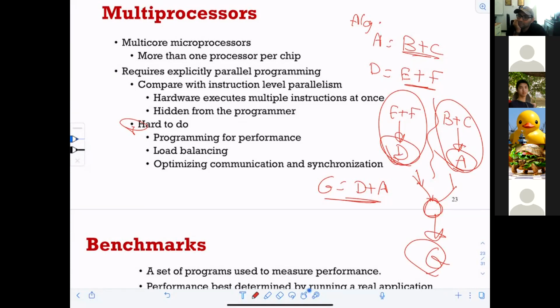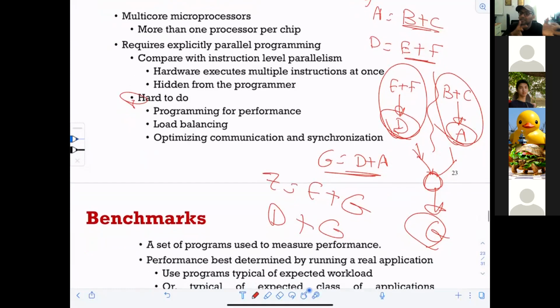Make sense? It can be even more difficult. It can be multi-stage, for instance, where I have Z = E + G, or D + G again. Then you have to wait a couple of cycles until this is done. Then all of these values will be stored in memory. Then you will move forward. So in that case, it's no longer parallelism. There is some sequential behavior happening. So the balancing of the process between the processors will be what? Not equal anymore.